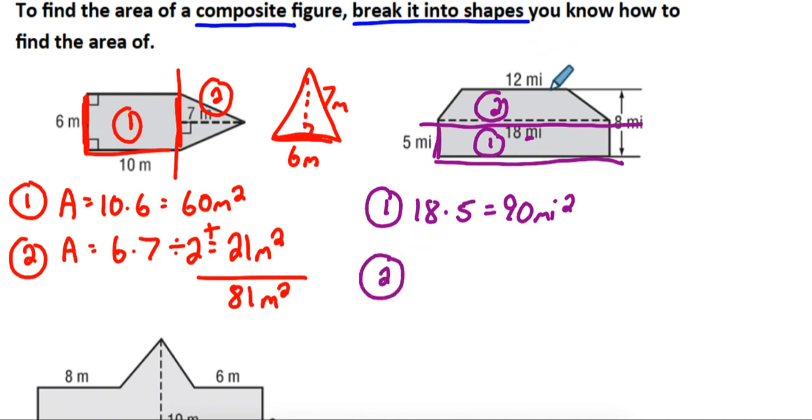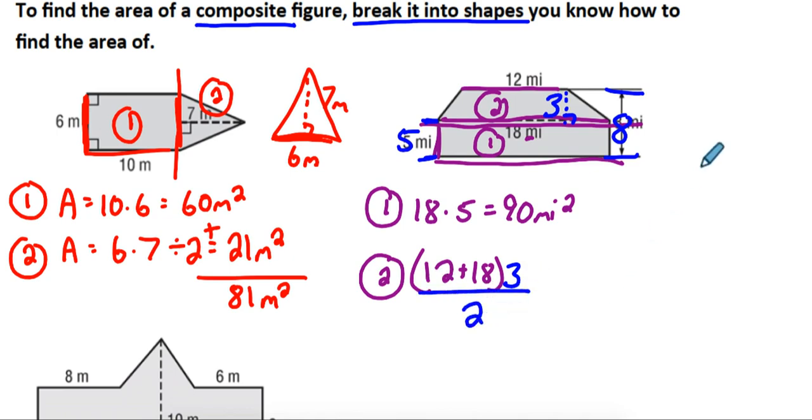For shape 2, this is where you have to use your trapezoid formula. Now we're going to do base 1 plus base 2. So 12 plus 18. Now I got to go find the height. So this little piece here is 5. The whole thing is 8. So what does that leave this little piece to be? Well, 5 plus 3 would give me a total of 8. So my height is 3, and then don't forget to divide by 2.